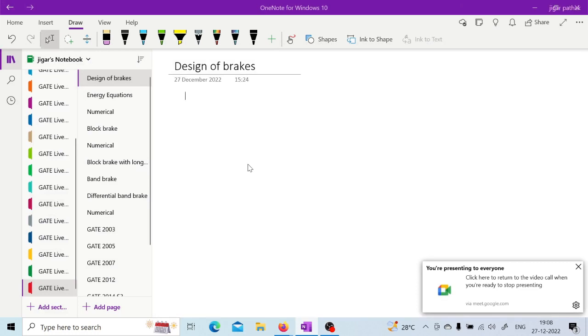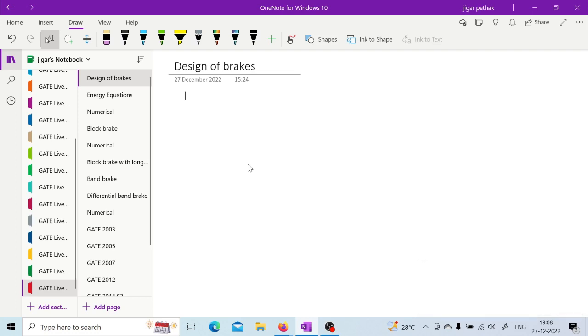So today we will discuss the design of brakes. A brake is defined as a mechanical device which we use for absorbing the energy possessed by a moving system, because we are taking any particular body which is in motion to rest with the help of brakes. So this is basically a mechanical device which is absorbing energy.